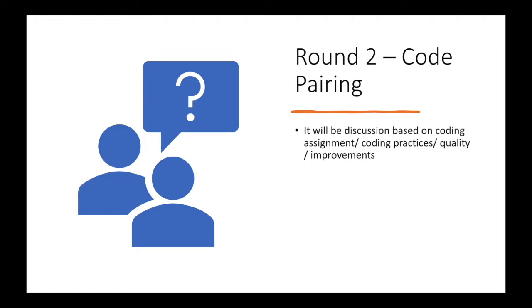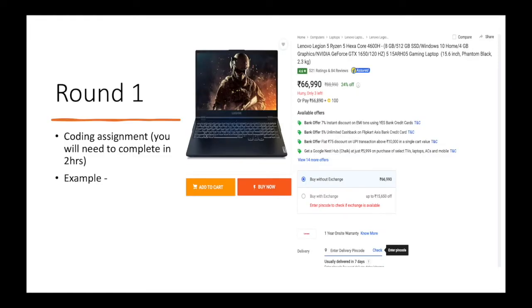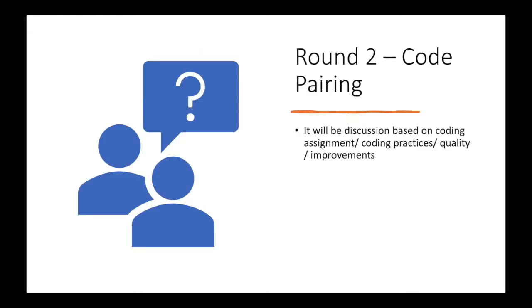You have completed the assignment, but you were not able to complete, let's say, two features. Let's say this is an assignment, so you were able to complete the web view, but you were not able to achieve the responsiveness for the mobile application. So in the code pairing round, it can be discussed how you can achieve the responsiveness for the mobile view as well. And then why you chose which framework, and what best practices you followed.